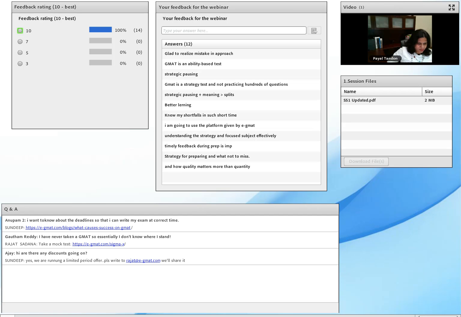What else? Is it possible for me as an architect to go ahead and do an MBA in finance? Absolutely. Why not? That's a career changer, absolutely.